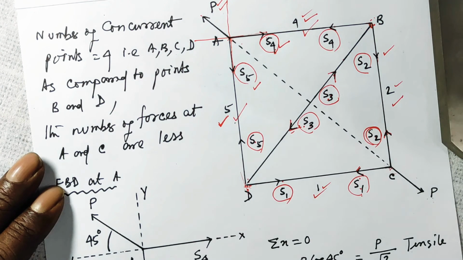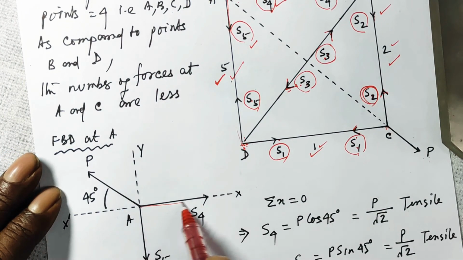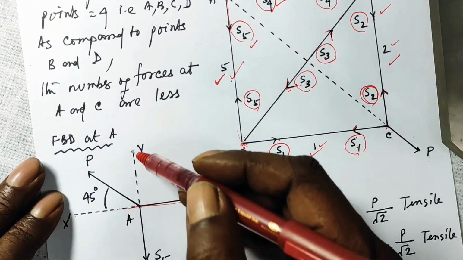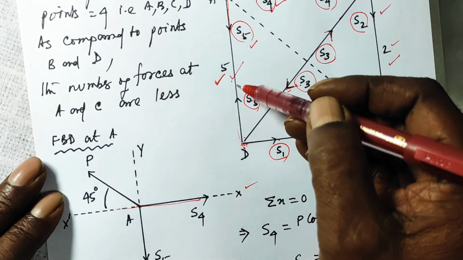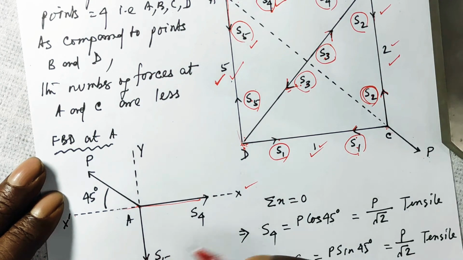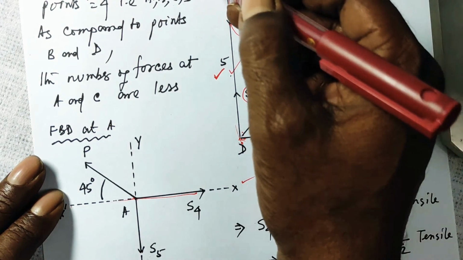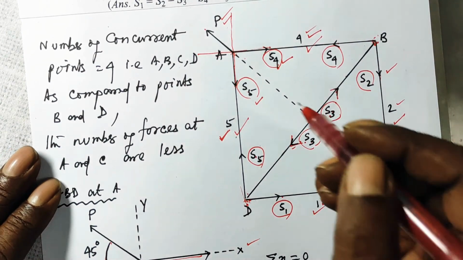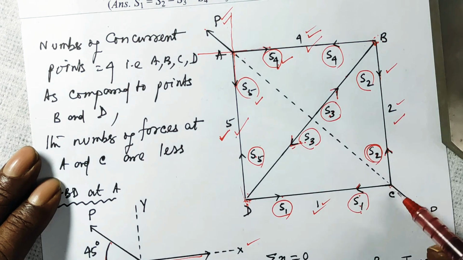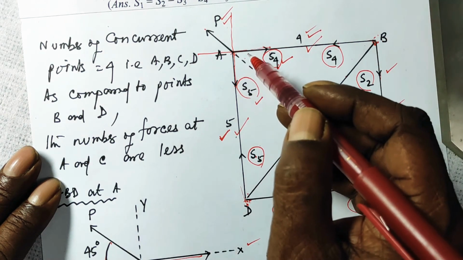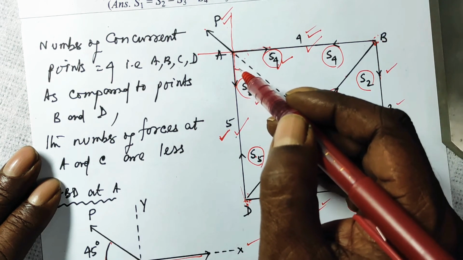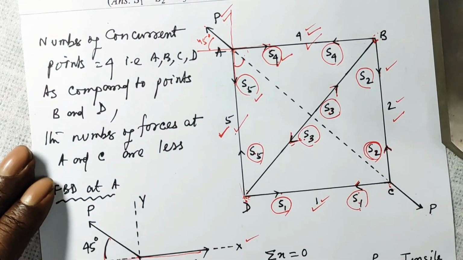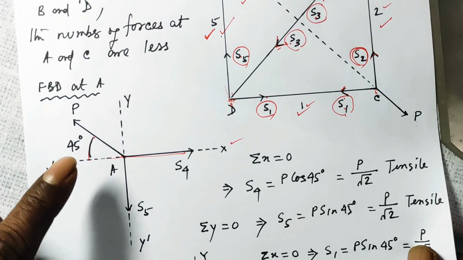S4 is to this side along positive x-axis. This is your negative x-axis. This is your y-axis. S5 is along negative y-axis. And this P is making 45 degrees, because since it is a square, this diagonal exactly divides this 90 degrees into two equal angles. So this is 45 and this will also be 45. That is what I have shown here.